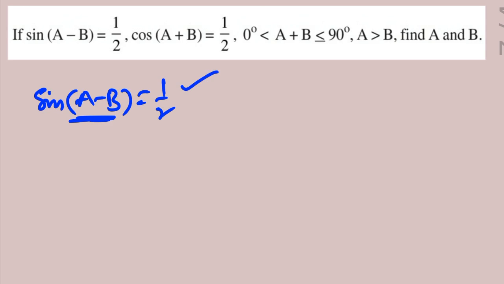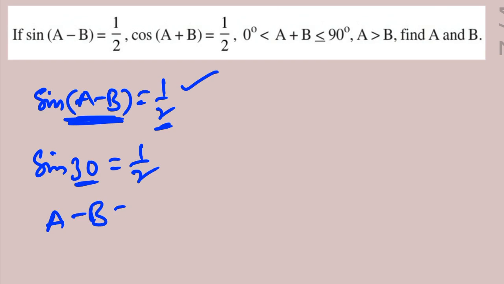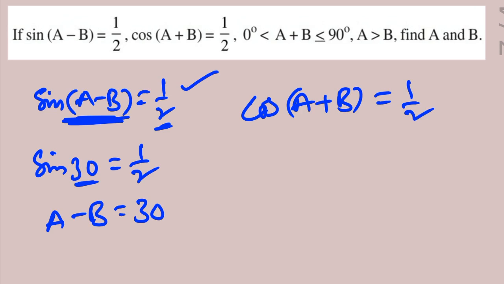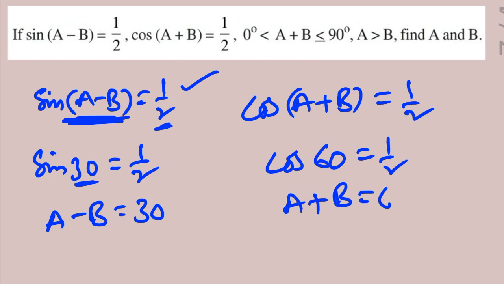Now tell me from the table where we get 1 by 2 in the sin ratio. We all know that sin 30 is equal to 1 by 2. That means a minus b value will be 30. So we can conclude a minus b is equal to 30. And even for cos(a plus b) equal to 1 by 2, where do we get 1 by 2 in the cos ratio? Cos 60 is equal to 1 by 2. We all know that. That means a plus b is equal to 60.